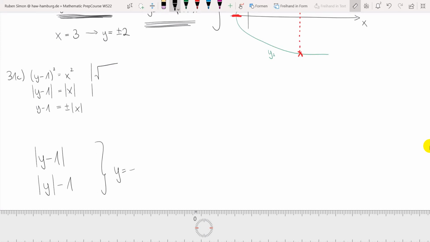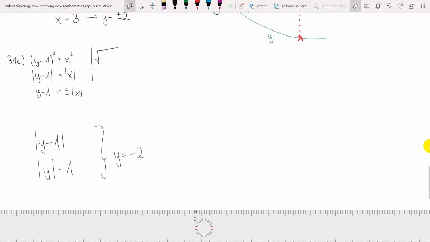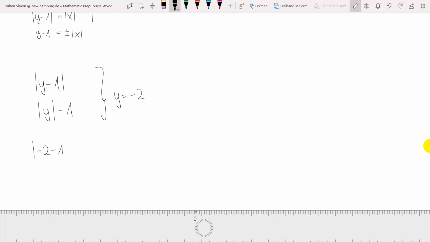So if y is -2, then -2 minus 1 is -3, and the absolute value of -3 is 3. And in this case, the absolute value of -2 is 2, minus 1, and this is 1. So this will give you different results.